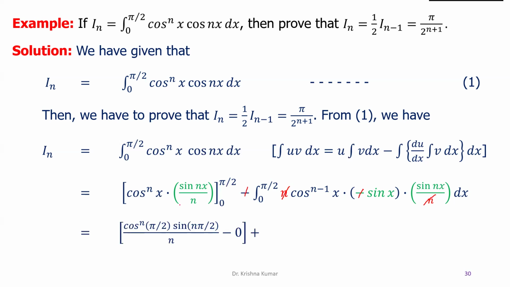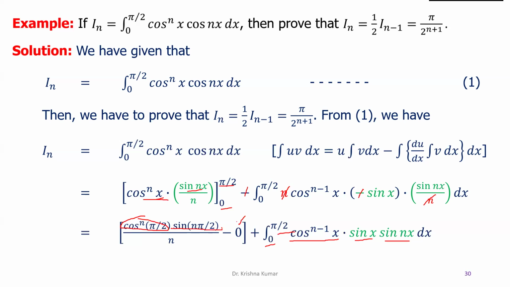So let me write it down. Again, we can substitute the upper limit pi by 2: cos^n (pi by 2) sin n (pi by 2) upon n. And if you put lower limit 0, cos 0 is 1 and sin 0 is 0. So lower limit is 0, plus integration of cos^(n-1) x sin x sin nx with respect to x under the limit 0 to pi by 2. Now cos pi by 2 is 0, so this part will become 0.